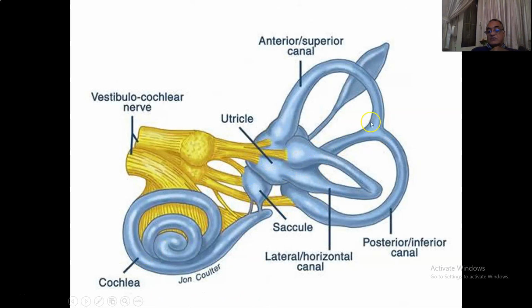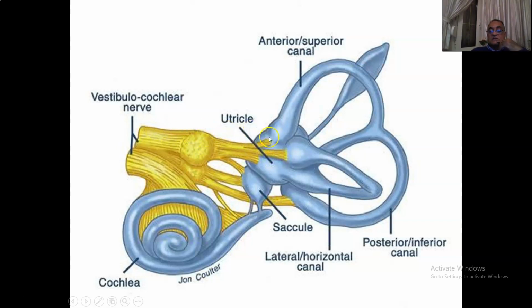In another, clearer view, we have the anterior or superior semicircular canal sharing the same limb as the posterior or inferior semicircular canal, and here is the lateral or horizontal semicircular canal. And here is the superior vestibular nerve with Scarpa's ganglion, or the vestibular ganglion. The peripheral axons receive impulses from the receptors, and the central axons form the nerve.